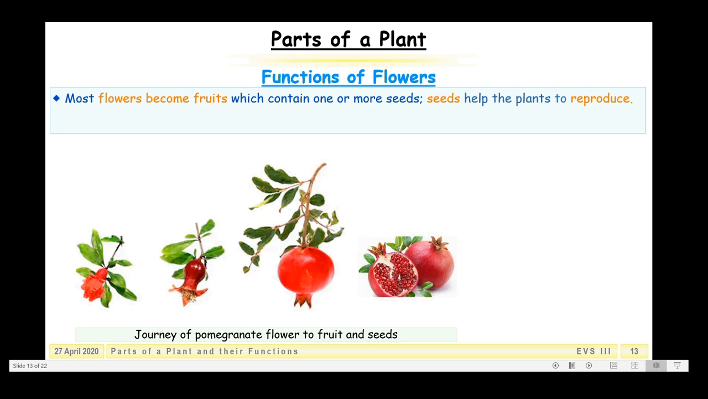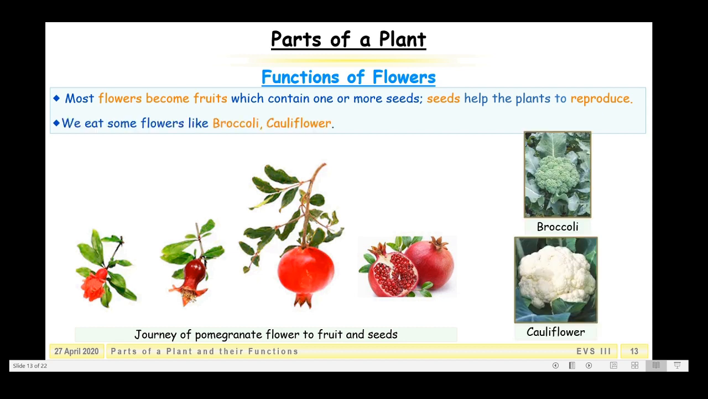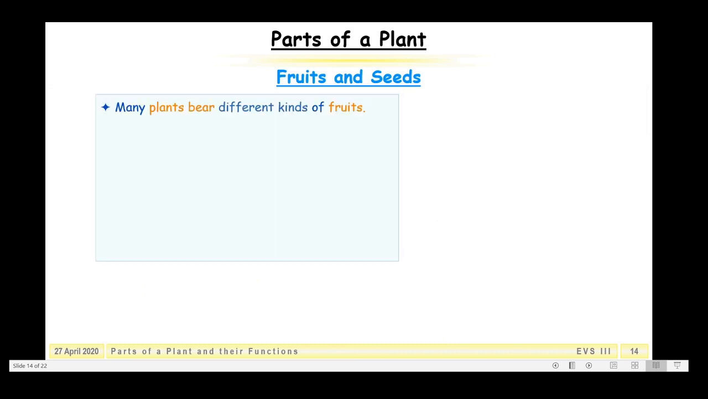right? And then we eat certain flowers also. What are those flowers? Broccoli and cauliflower are those flowers which we eat as food. Now, since we have talked about seeds here, let us know more about the fruit and the seeds. So many plants bear different kinds of fruits. Most fruits bear seeds in them.